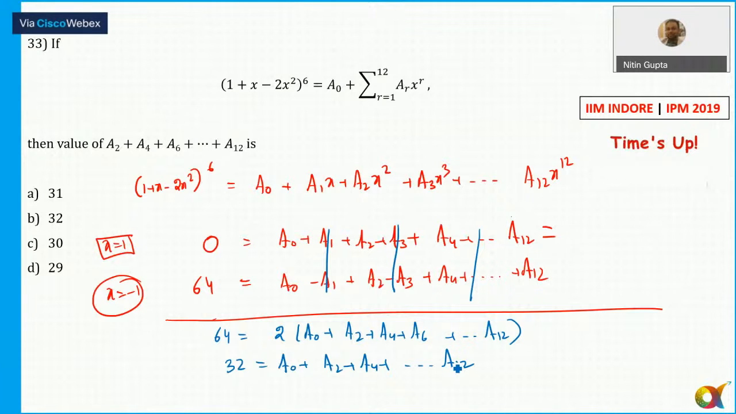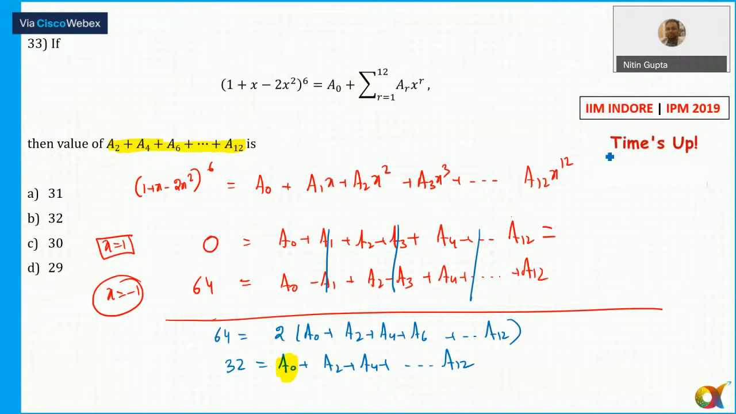But in the question, what is it asking? From A2 onwards. Remember, A2 onwards. That's a catch. Some of you might be in a hurry and you might mark the answer as 32, which is wrong. So what is the value of A0 that I need to calculate? A0 क्या है ये तो मुझे check करना पड़ेगा. So how to find the A0?